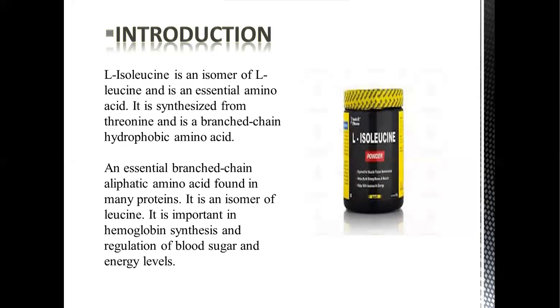L-isoleucine is basically an isomer of L-leucine, which is an amino acid, and amino acids are the building blocks of protein. Hence, it is present in proteins as an essential branched chain aliphatic amino acid found in many proteins. It is an isomer of leucine. It is important in hemoglobin synthesis and regulation of blood sugar and energy levels.